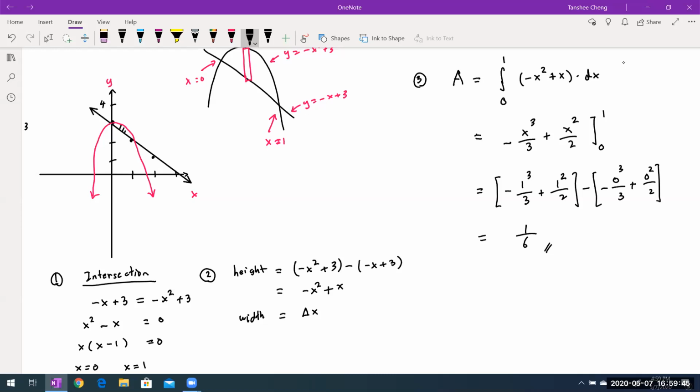Now, when I start integrating, integrating the first term will give me negative x to the third divided by 3. And when I integrate the second term, that will be x squared divided by 2, evaluating from 0 to 1. So from the fundamental theorem of calculus part 2, evaluate the upper limit minus the lower limit value. So that gives us our final answer, 1/6 for this particular problem.